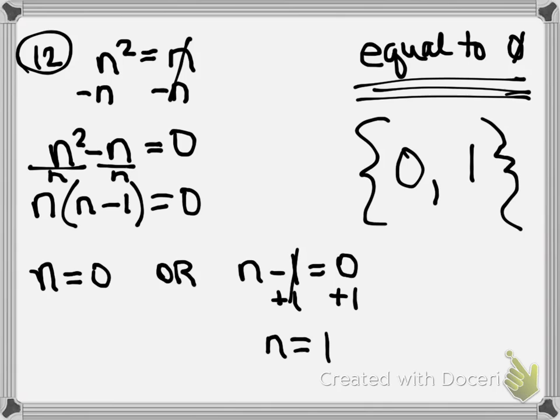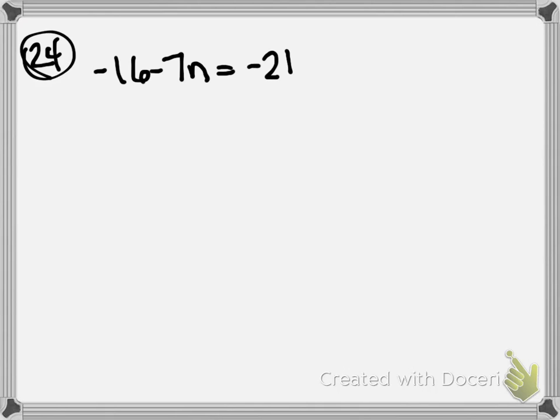Now as I scan this assignment, I notice many of these are not already equal to 0. So your first challenge is to get that done. Let's look at number 24. So 24 says negative 16 minus 7n equals negative 21n squared plus 3n. We need every single thing on one side of this equation.